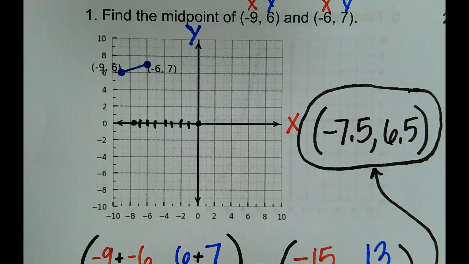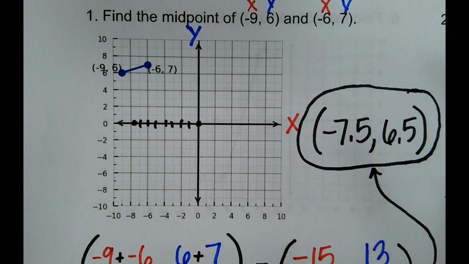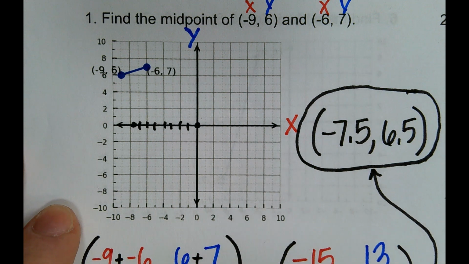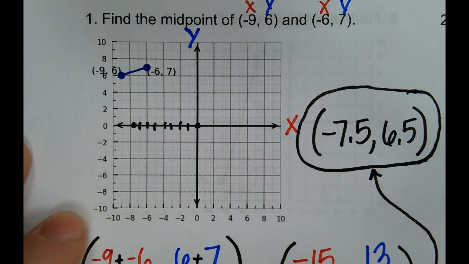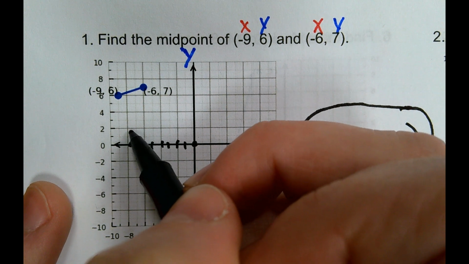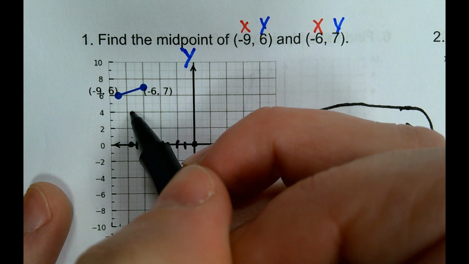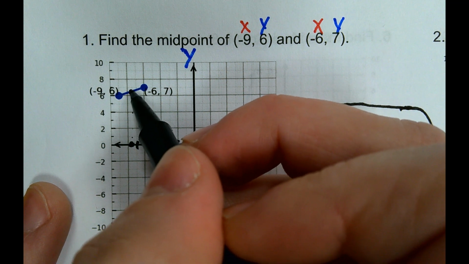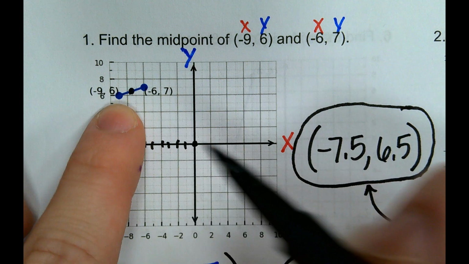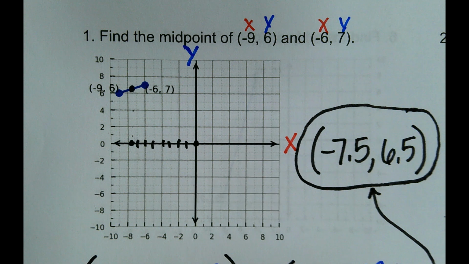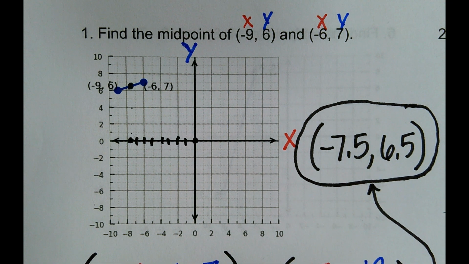Okay. And then our y is 6.5. And so are we going to go up or down for our y? Up, because it's a positive number. So we'll go up 1, 2, 3, 4, 5, 6.5. And if we did it right, we should land right in the middle of our line segment. Just like that. Awesome. All right. Does that make sense? You got that one?